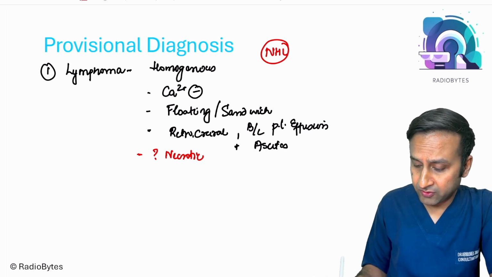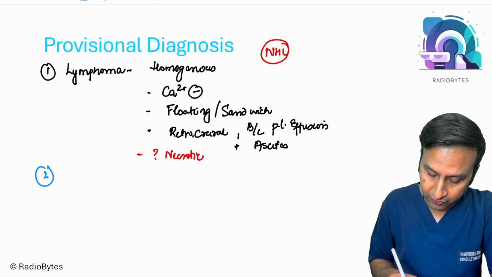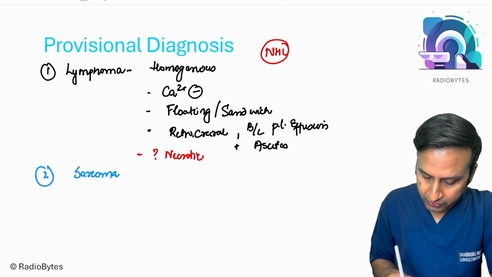The other differentials that could be taken up were number two, retroperitoneal sarcomas. What are the retroperitoneal sarcomas that you know about?